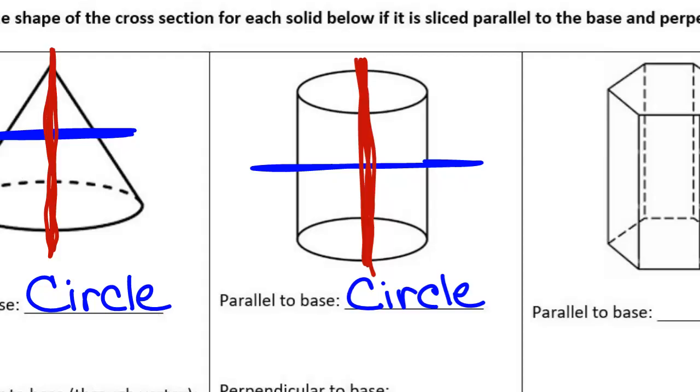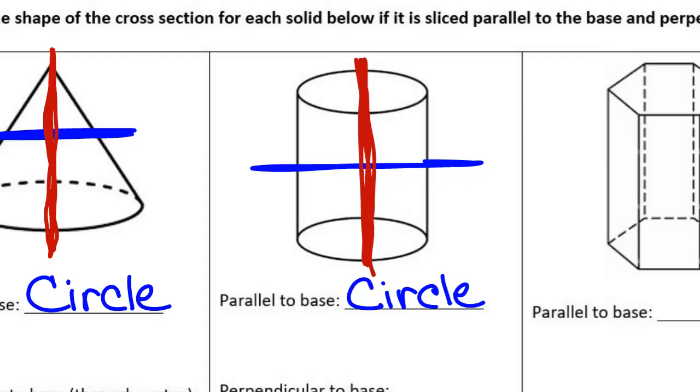Since I can't actually cut through this cylinder right here, I could also look at what kind of shape the shadow would be. If I were to have a light behind this and it were to project a shadow on the wall, I would see a rectangle shape. I wouldn't see the circles in that shadow. I would just see the flat top, the flat bottom, and the flat left and right sides.